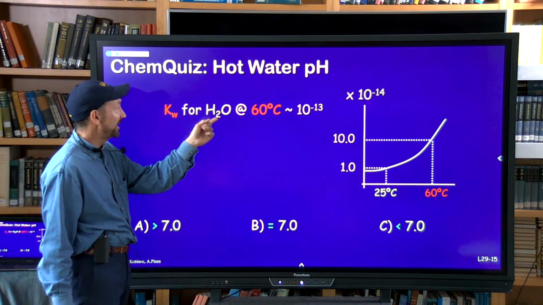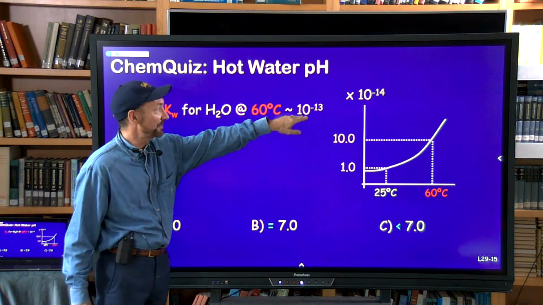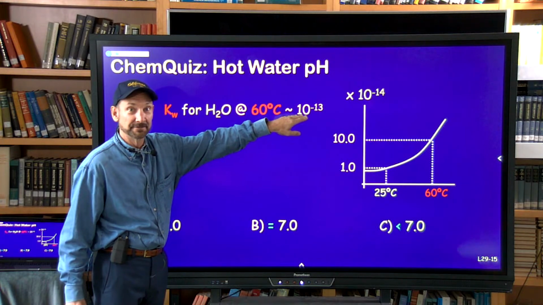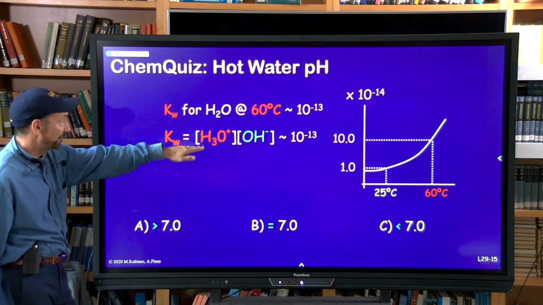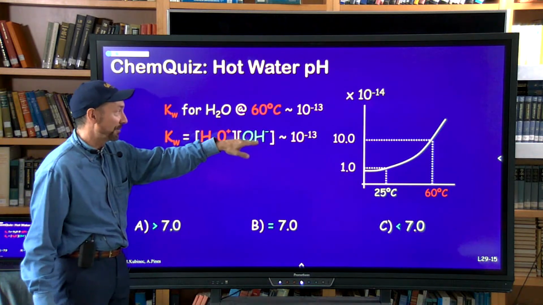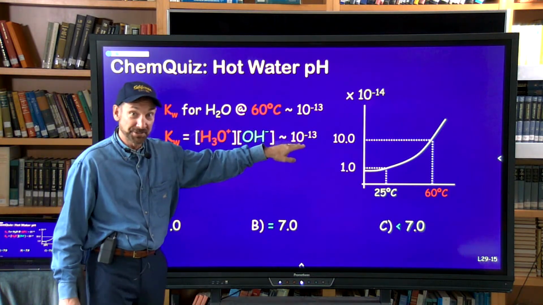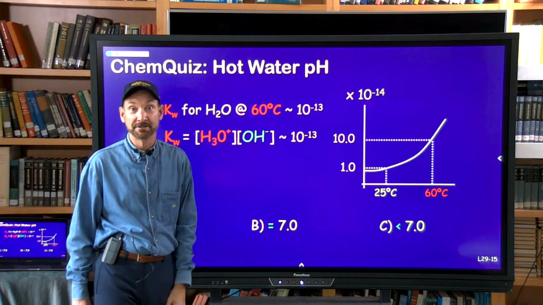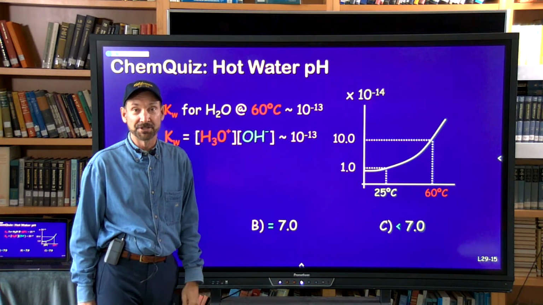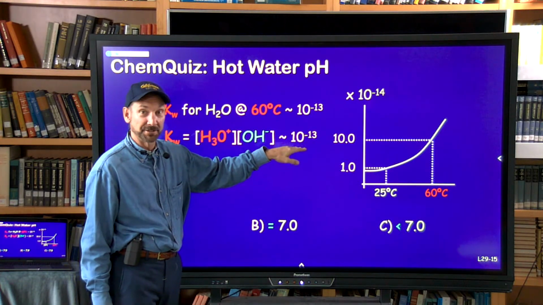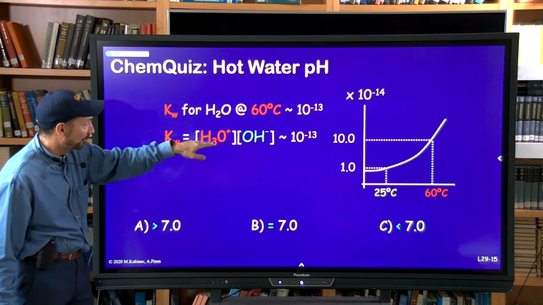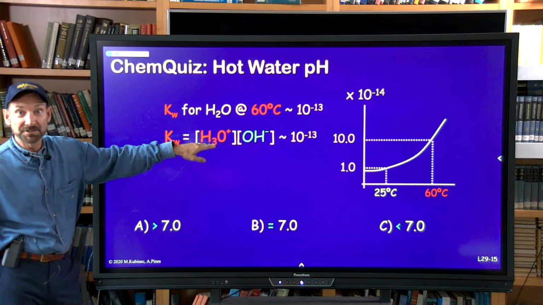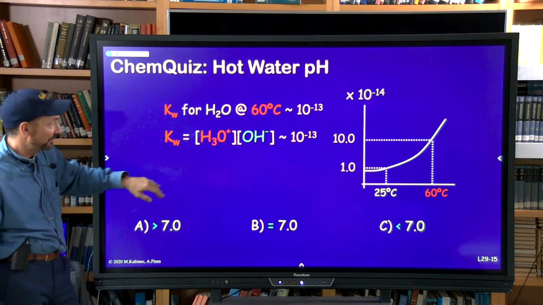KW for H2O at 60 degrees is around 10 to the minus 13. That means the H₃O plus concentration times the OH minus concentration is 10 to the minus 13 when you're at higher temperature. So those concentrations, though, have to be equal. I need the H₃O plus concentration to get the pH.